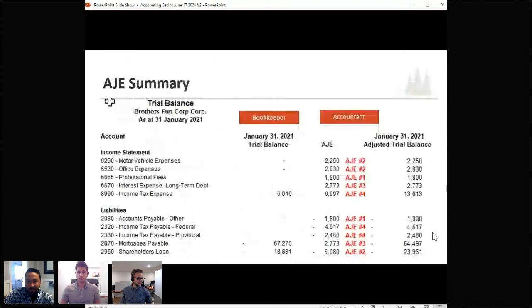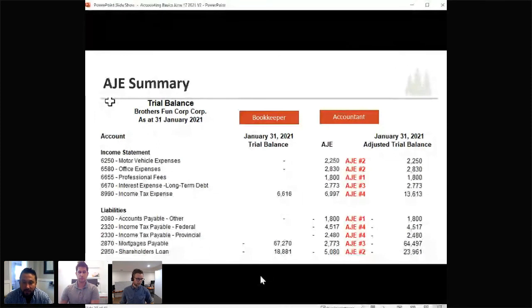Yeah, I did want to just show this one here. So this trial balance, this is what the bookkeeper had done. During the year, 6616 was tax installments made throughout the year, and the bookkeeper put that to income tax expense. Now we did the tax return. We've calculated the full tax expense is going to be 13,613. So we just add the 6997. And then these two entries here are the amounts that still need to be paid.